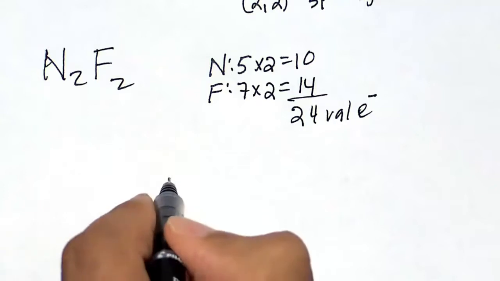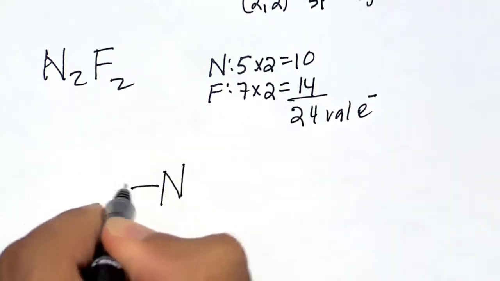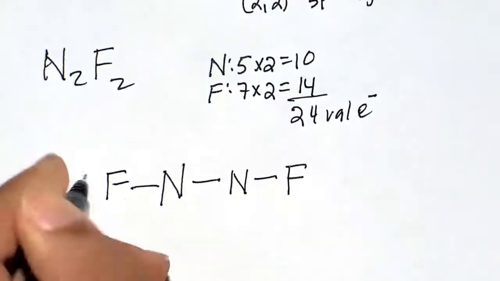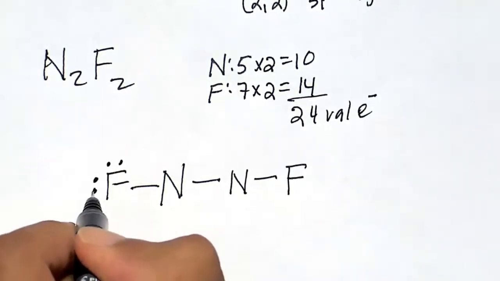This is pretty easy if you think about it. Halogens like to be single bonded, and they're usually outer. So let's put in our 3 lone pairs.